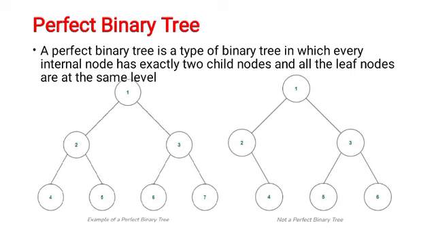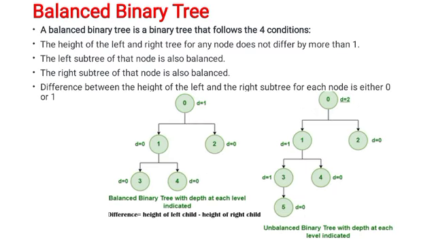Next is perfect binary tree. So perfect binary tree is a special type of binary tree in which every internal node has exactly two child nodes and all the leaf nodes are at the same level. So this is the representation of perfect binary tree.